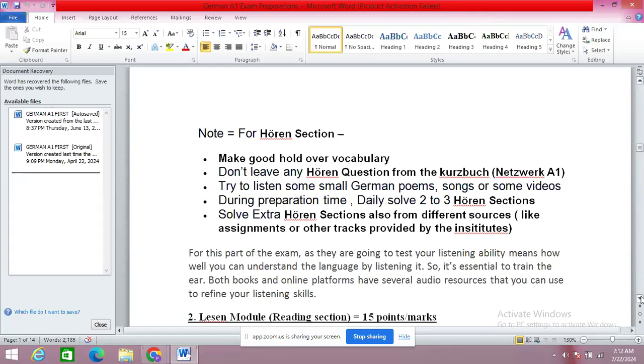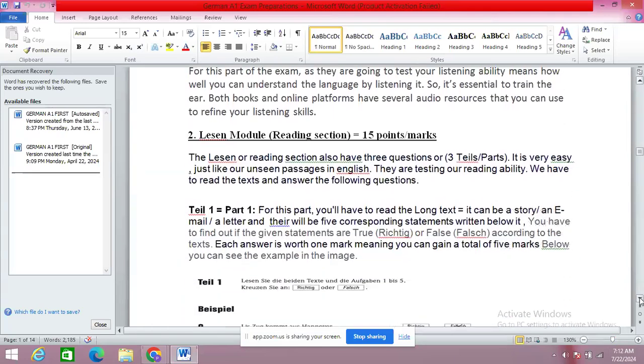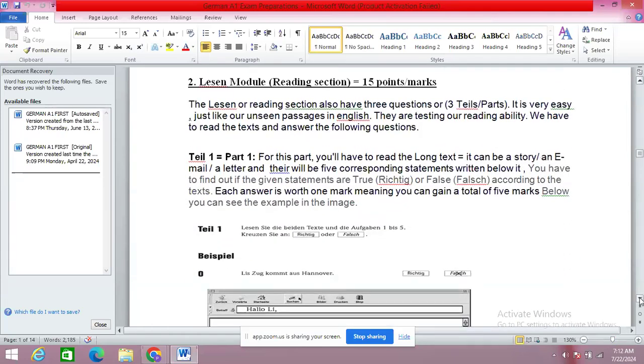It is advisable to every student just starting with basic German A1 level: don't try it on a self-study basis. Get help from a respective teacher, from a respective institute, so that you get an idea and a track of how to prepare well for this section. Now, moving ahead to the Lesen module, which is the reading section.